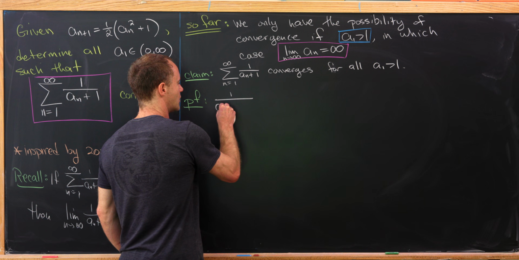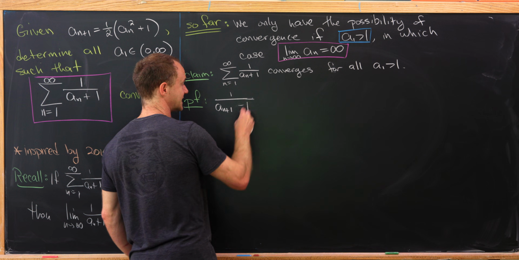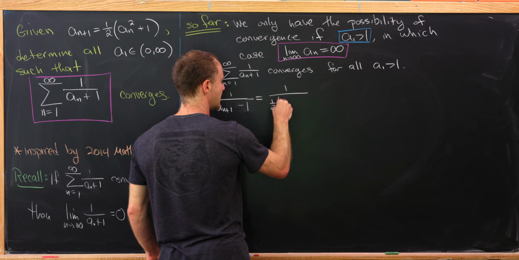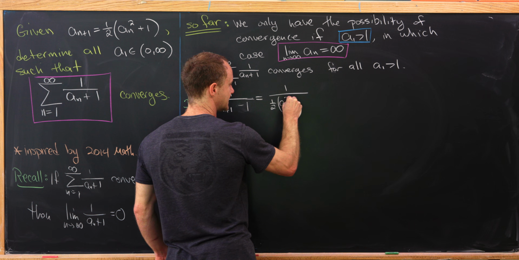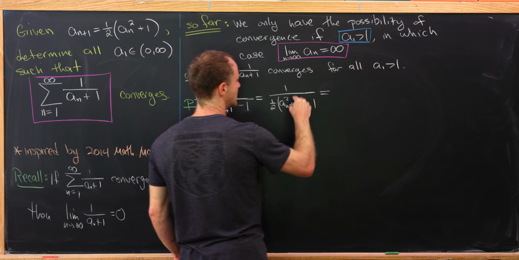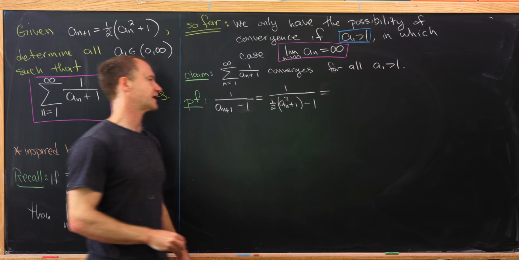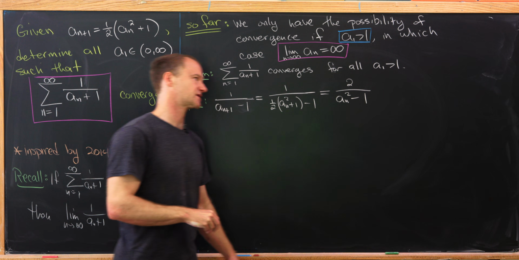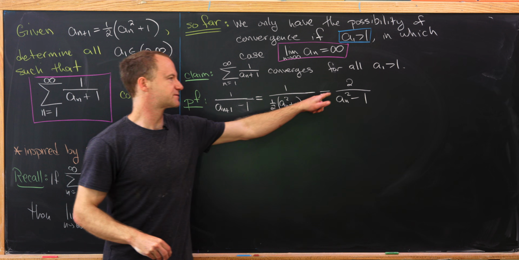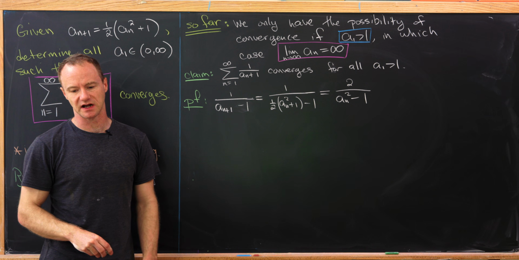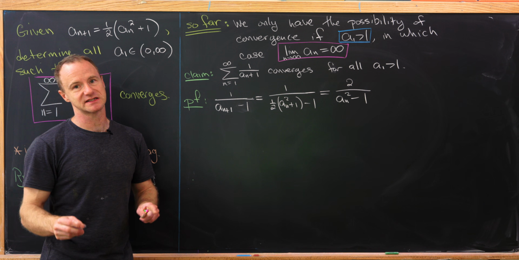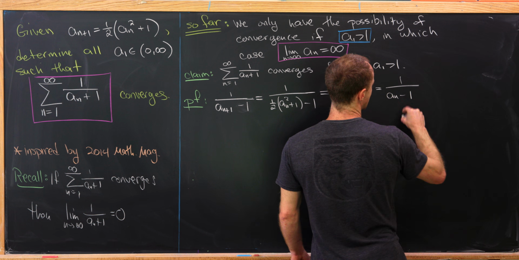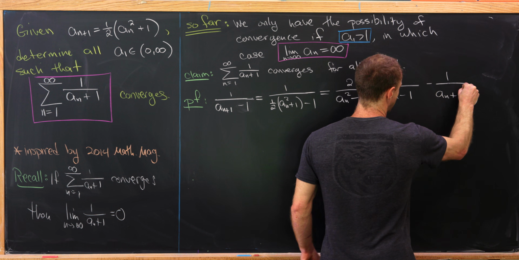So let's start with 1 over a_n plus 1 minus 1, and observe by our recursion, we can write that as 1 over 1/2 times a_n squared plus 1 minus 1. But then, doing a little symbolic manipulation on this, this turns into 2 over a_n squared minus 1. Oh, but look, this is perfectly set up to do partial fraction decomposition. And I won't go through the steps of that because that's fairly elementary. But what you end up with is 1 over a_n minus 1 minus 1 over a_n plus 1.